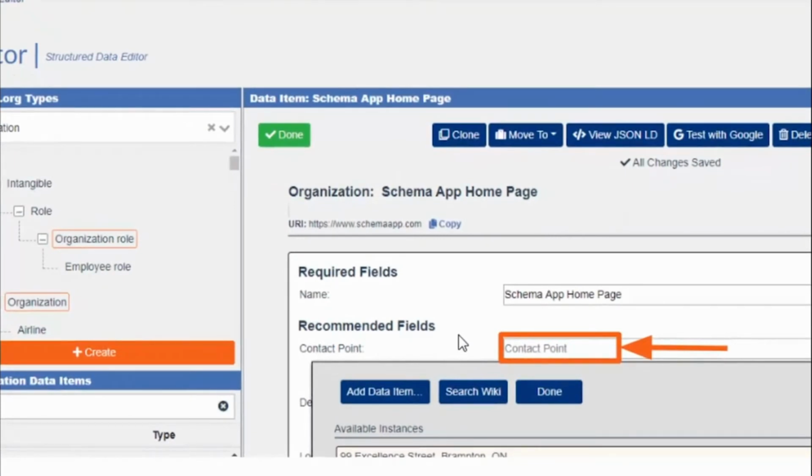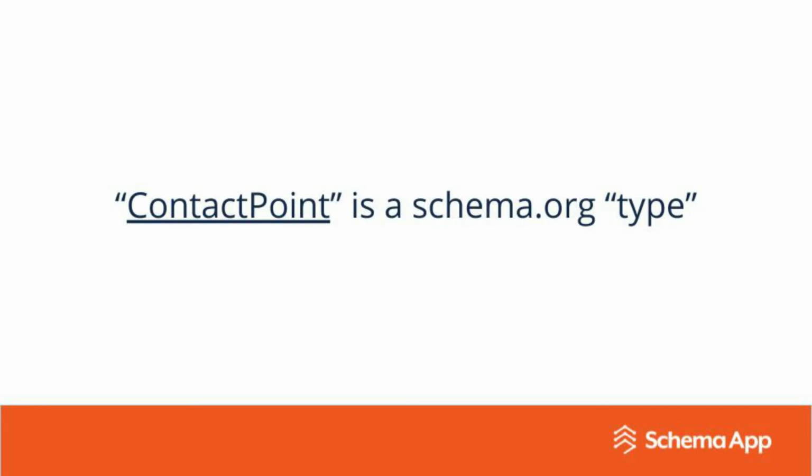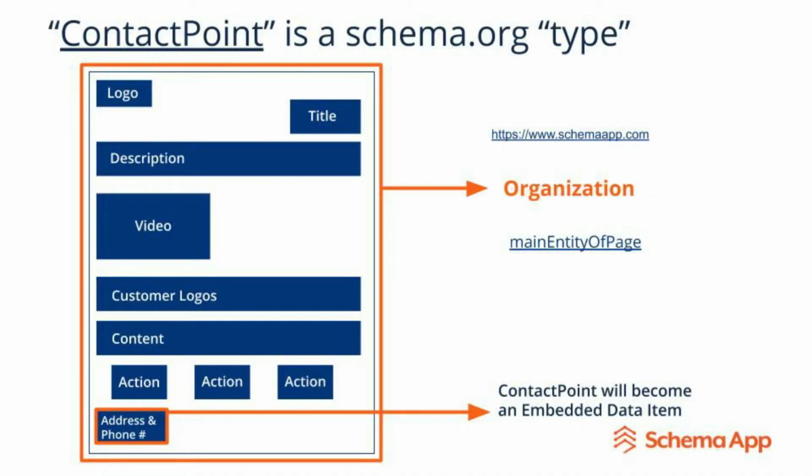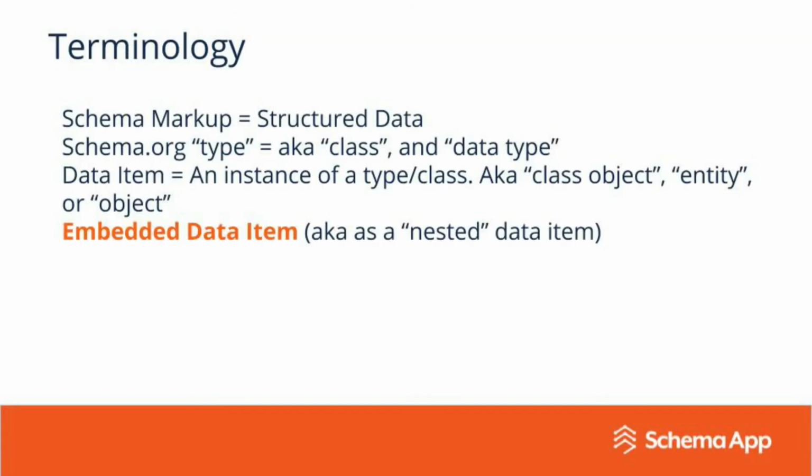Schema App is suggesting that you may want to further define your content by leveraging the contact point Schema.org type to create a new data item. If you search Schema.org for contact point, you'll learn that it's a Schema.org type with its own set of properties. So now we have a page where the main entity of the page is organization, but for which contact point will become an embedded data item. An embedded data item can also be known as a nested data item.